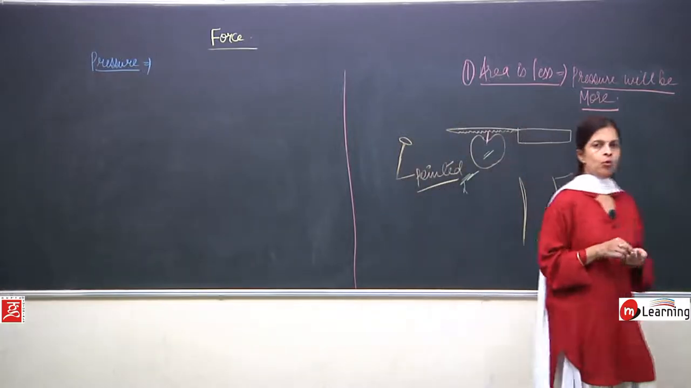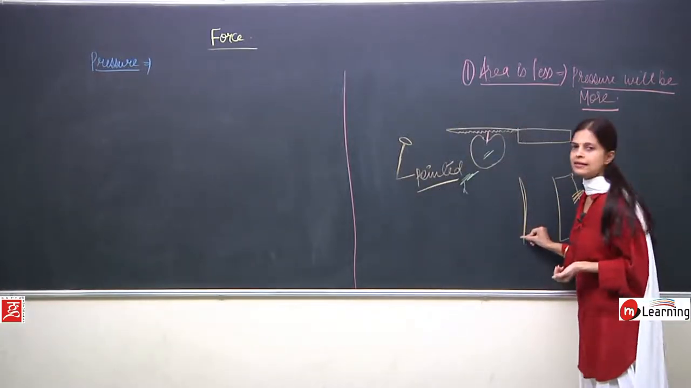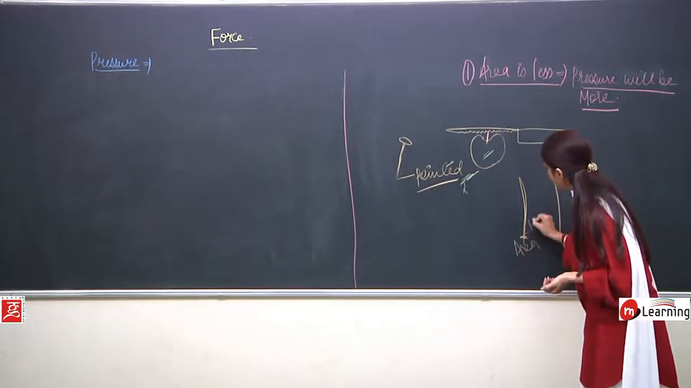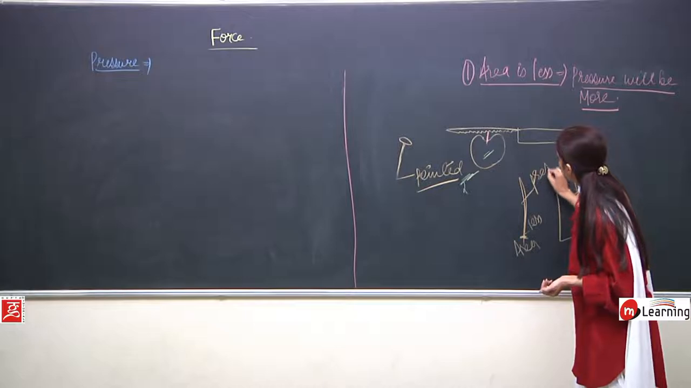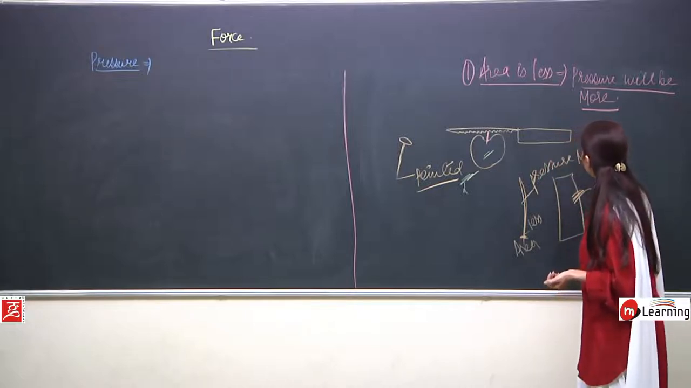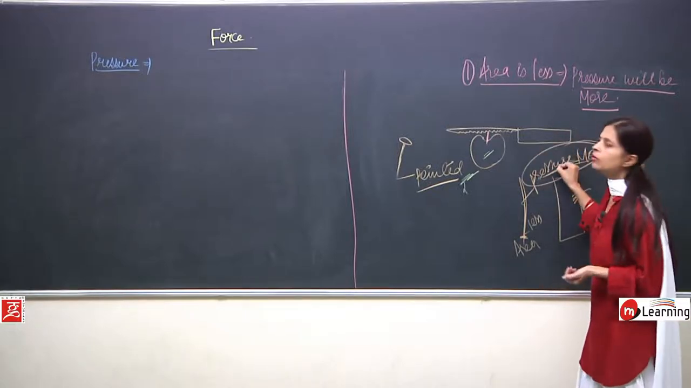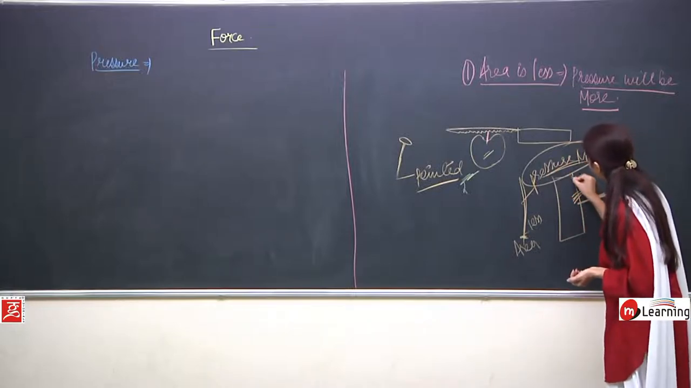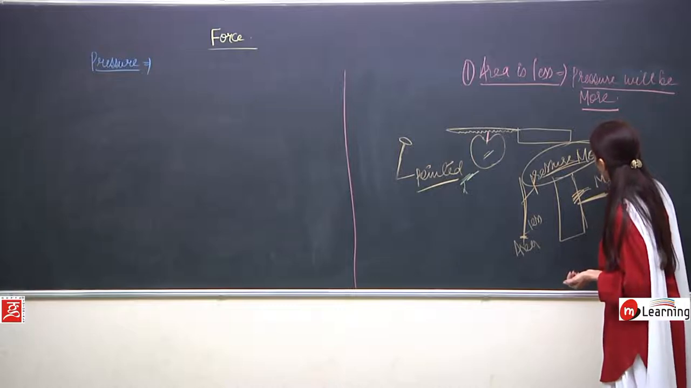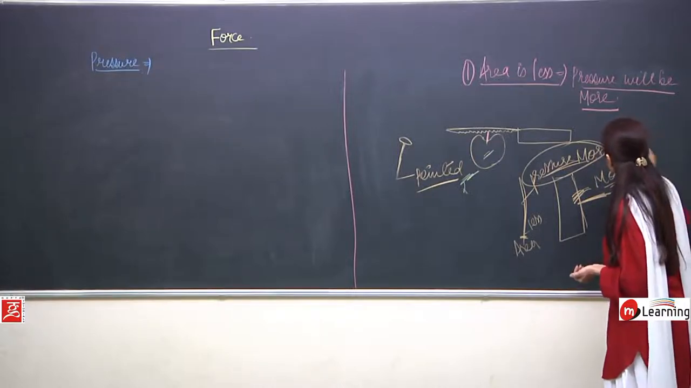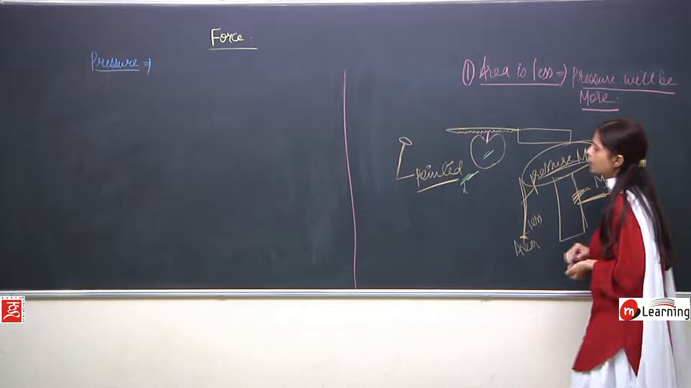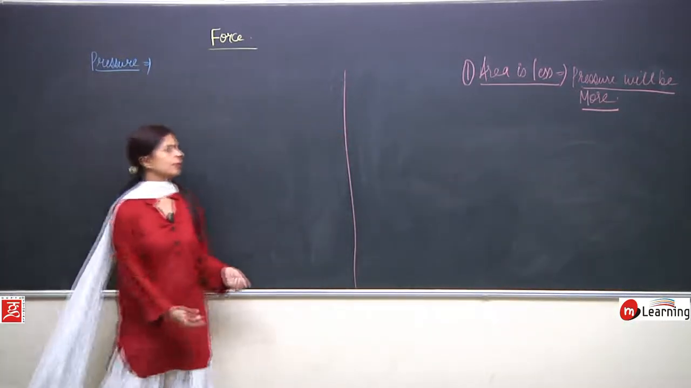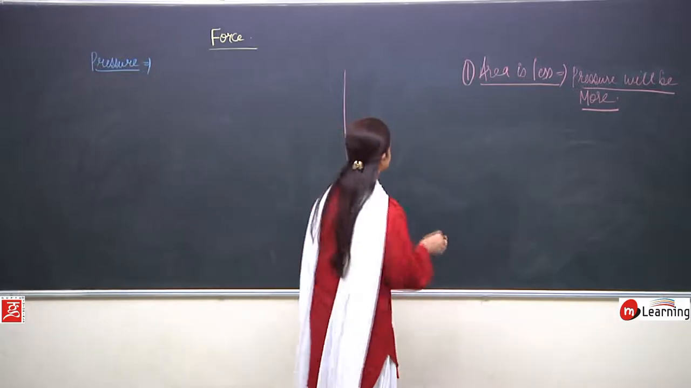Children, please pay attention. When the area is less, then pressure is more. Area less means pressure what? More. So here what is the belt kind? Here area is more, and so pressure will be less.